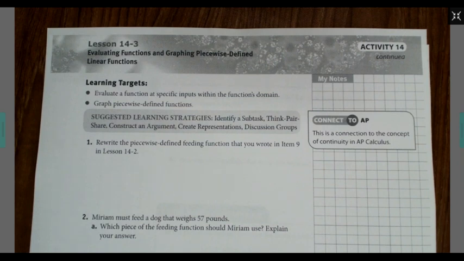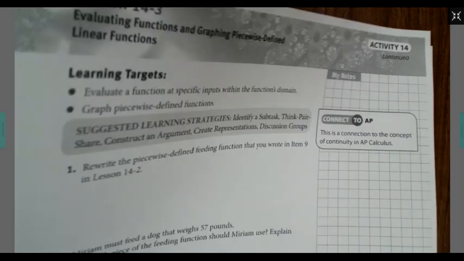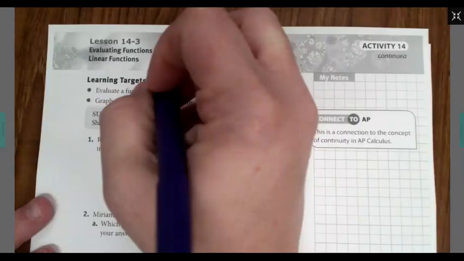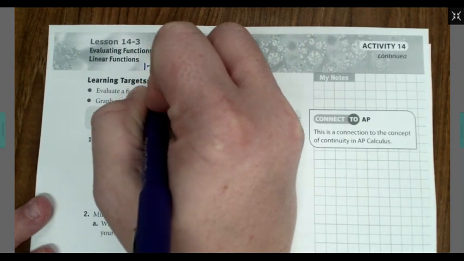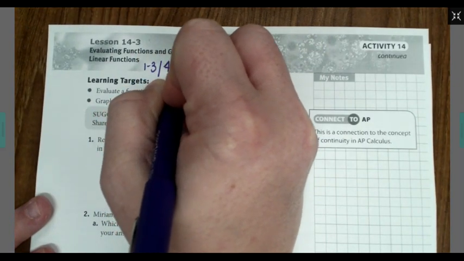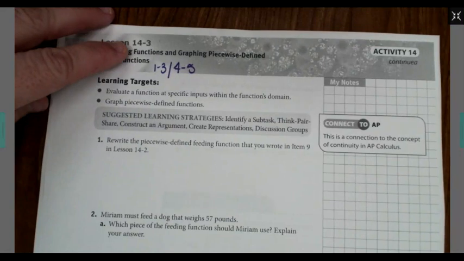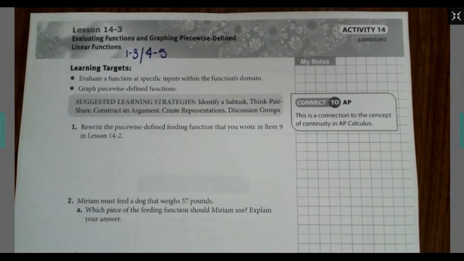Today we will be covering lesson 14-3 on evaluating functions and graphing piecewise defined linear functions. This lesson will be split into two separate sections, questions 1-3 and questions 4-5. Let's go ahead and get started on 1-3.